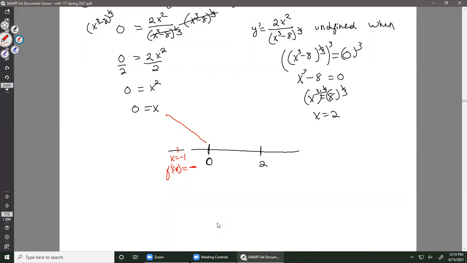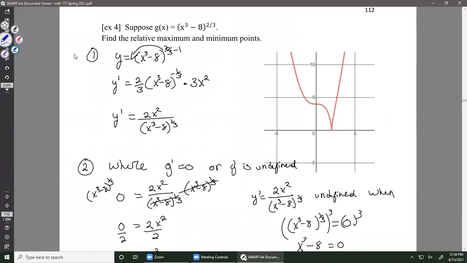Now we need to choose a number between 0 and 2. I'm going to choose x equal 1. So f prime evaluated at 1. If you plug 1 in there, you get a negative number again. So 0 is neither a max or a min. So it was decreasing, it flatlined, and then it decreased again. And we can see that in the graph. So occasionally that happens. Our critical point turns out to be neither.